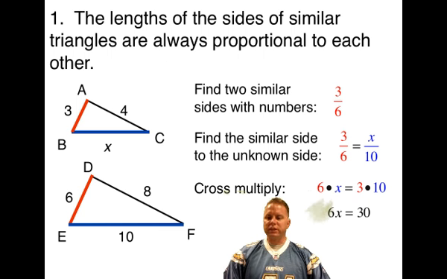The coefficient is 6, so that means we need to divide by 6. When you have a number next to a variable, that means multiplication, which causes us to divide. So we divide both sides by 6, and we get x is equal to 30. And that's our answer.